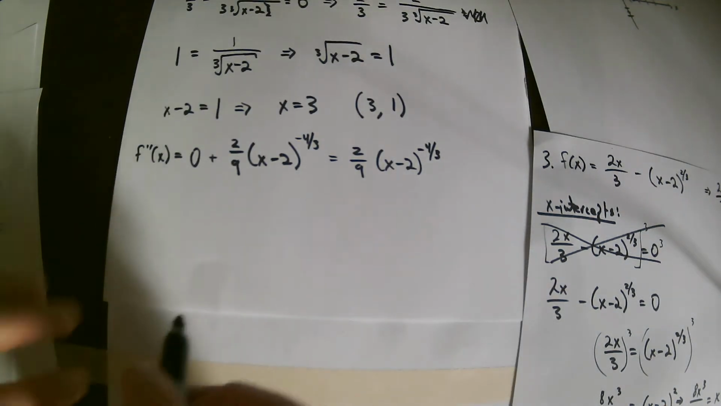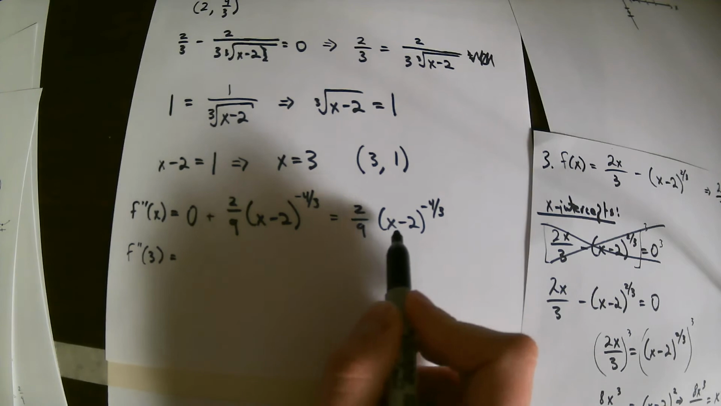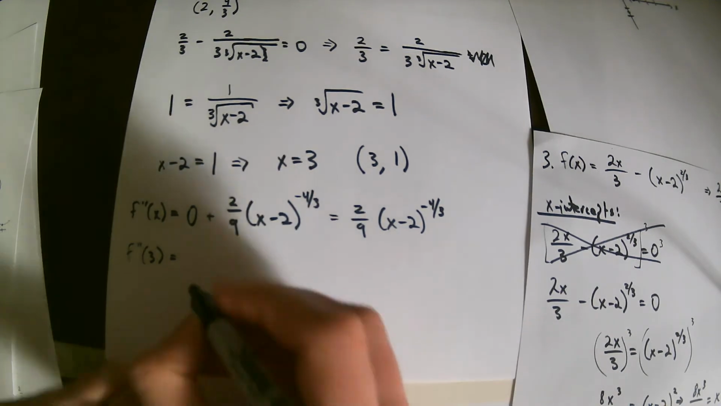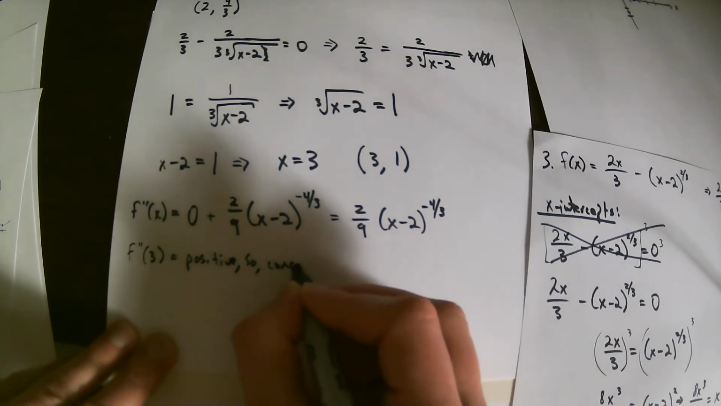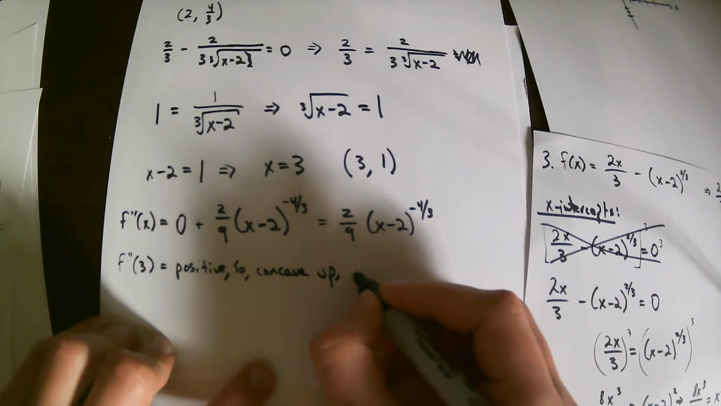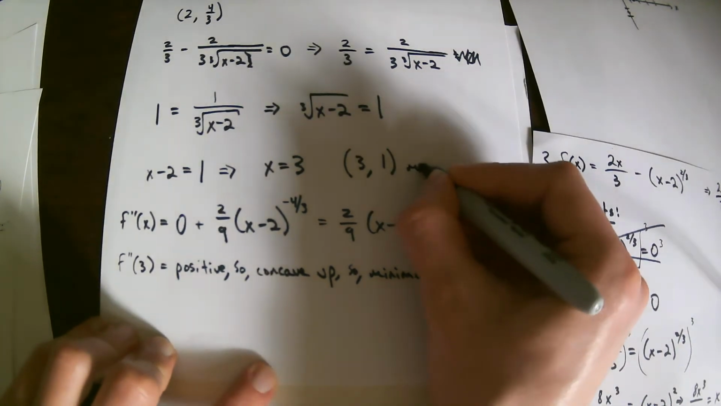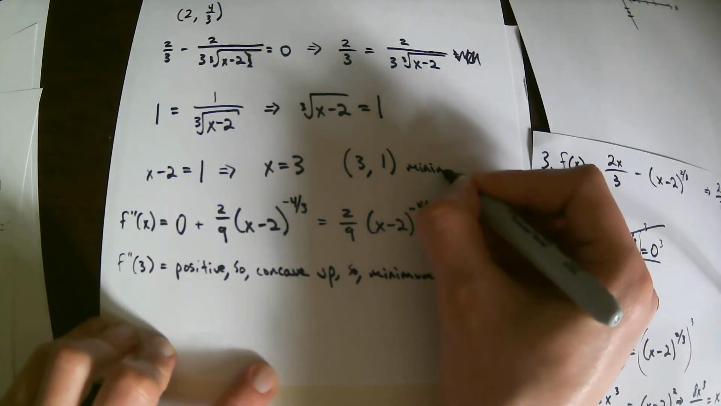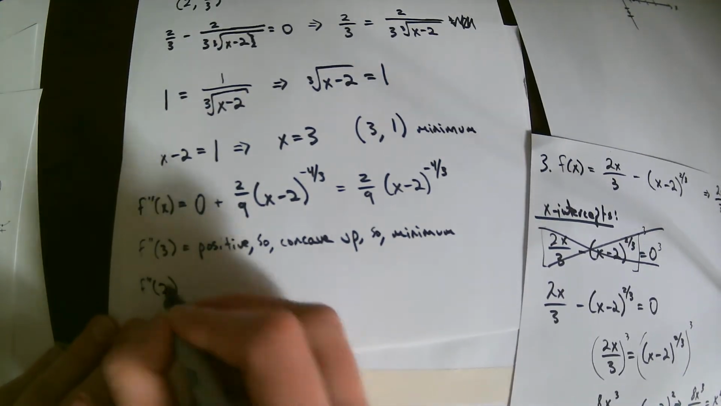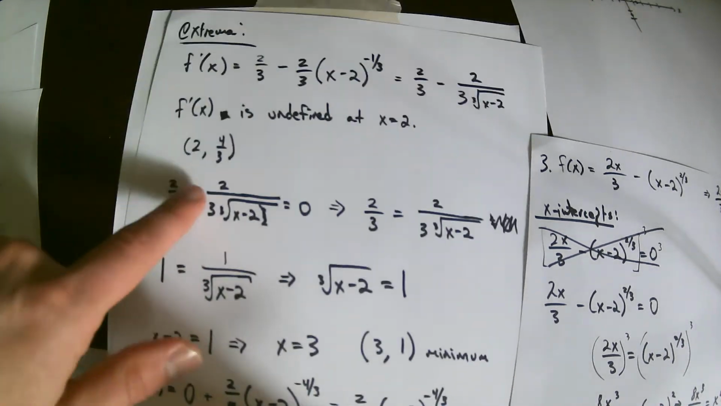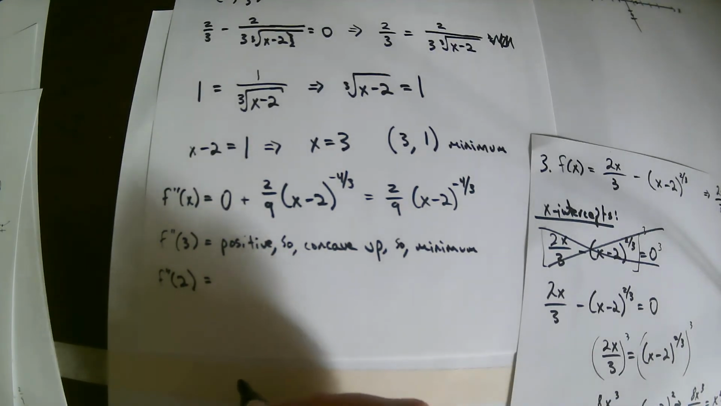Okay, so if I check this point, f double prime at 3, so I plug 3 into this, and that's going to end up being positive. So that means it's concave up. If it's concave up, that means that point is a minimum. Now, what about f double prime at, wait, what was the other value? 2. That's the other one I want to check. But that gives me undefined.